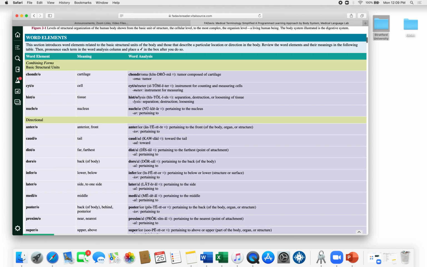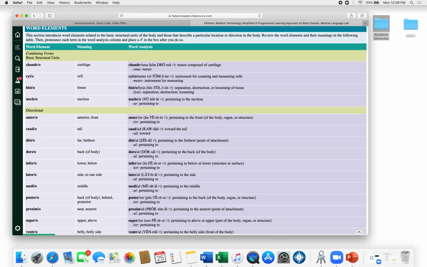So let's look at some words. When you look at the word elements, that's what you're actually studying. If you look here, these are all the combining forms. So you have your root word and your combining vowel. So those are combining forms. Let's look at the ones that are important. Chondro is cartilage. Chondroma. Oma is a tumor. And if you remember my chapter 1 lecture, tumor is just a lump or bump.